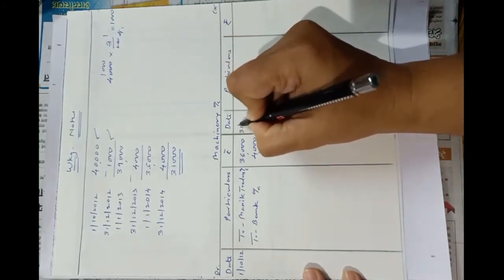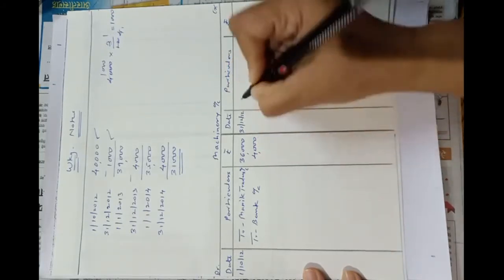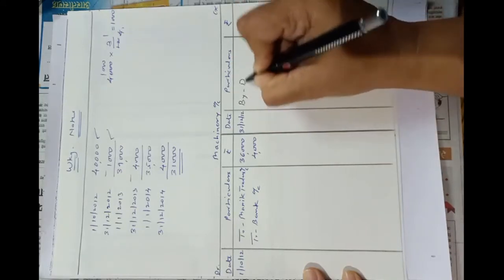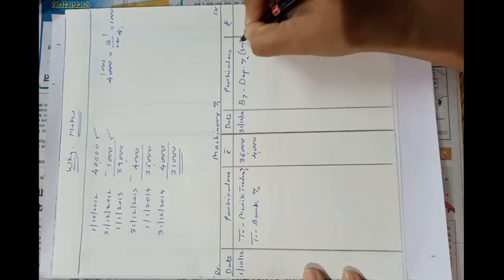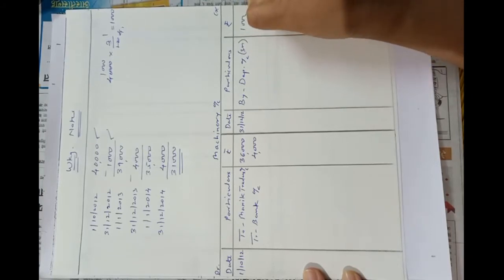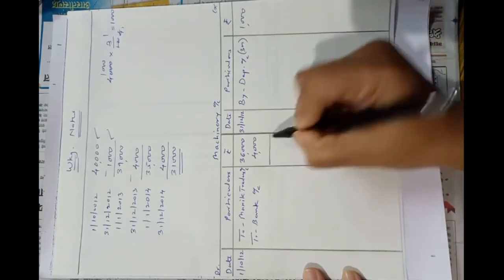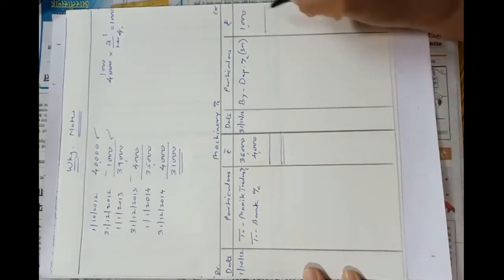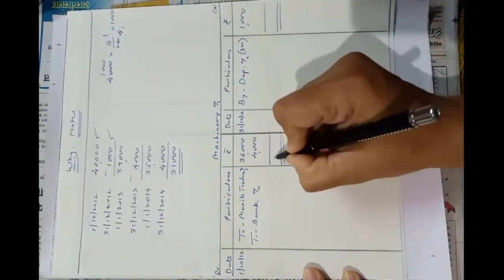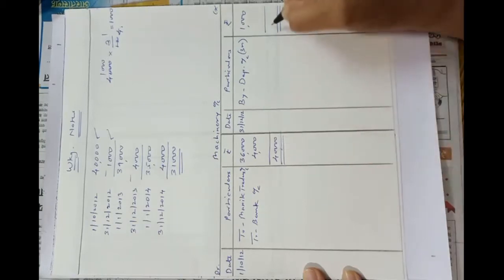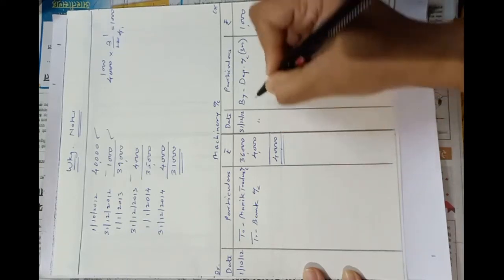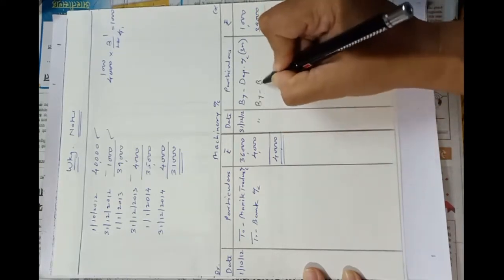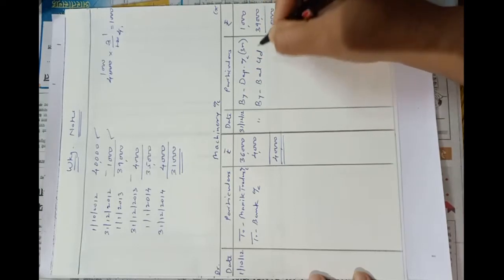So on 31st December 2012, by depreciation account, it is for 3 months, keep it in mind. So 1,000. Now we will tally this account for first year. Debit total is 40,000, and 40,000 minus 1,000, 39,000 on 31st December 2012. By balance carried down 39,000.